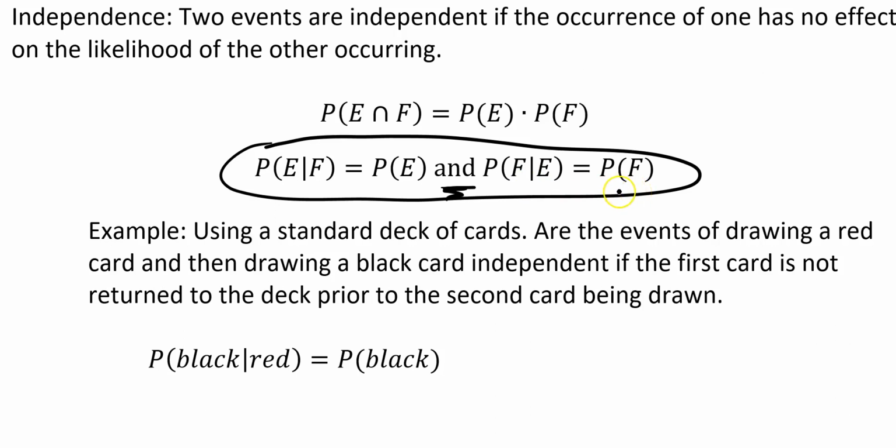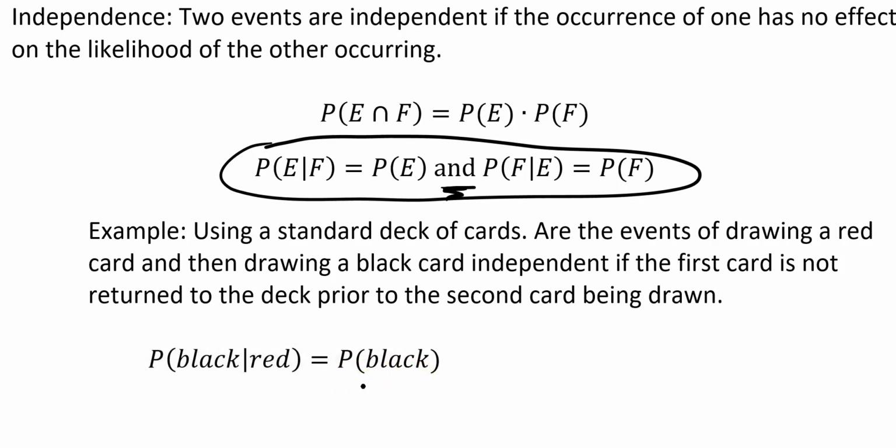I'm going to use this second set of equations to show us that in fact our example that we were working with is definitely not an independent situation. So remember, we were looking at the probability of a second card being black given the first one was red. And if it were independent, then we would know that that's equal to the probability of a card being black.